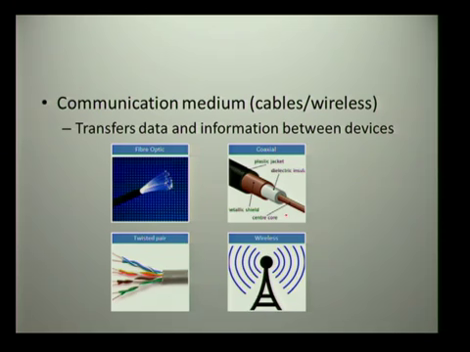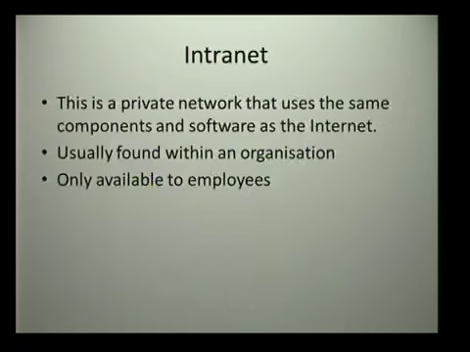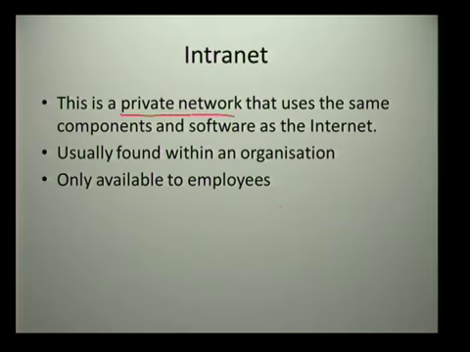Okay, let's look a little bit more at the communications mediums. It's there to transfer data and information between devices. So you have cabled and you have wireless. And then what big companies do, grade 11s, is they install an intranet within their company. It's slightly different to an internet, whereas the internet you have global access, and an intranet is only accessible within the company. So it is a private network that uses the same components as the internet. It's found within an organization, and it is only available to the employees, although employees can access the intranet from outside of the building, like from home, with usernames and passwords.